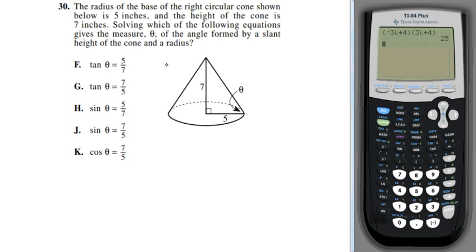The radius of the base of the right circular cone shown below is 5 inches, and the height of the cone is 7 inches. Which of the following equations gives the measure theta of the angle formed by a slant height of the cone and a radius? All right, so we're looking for this angle right here. You can probably see it without me marking on this, but if you ignore the cone, it's actually a triangle problem. So this is a trig problem disguised as a cone problem. So we need to find this angle measure.